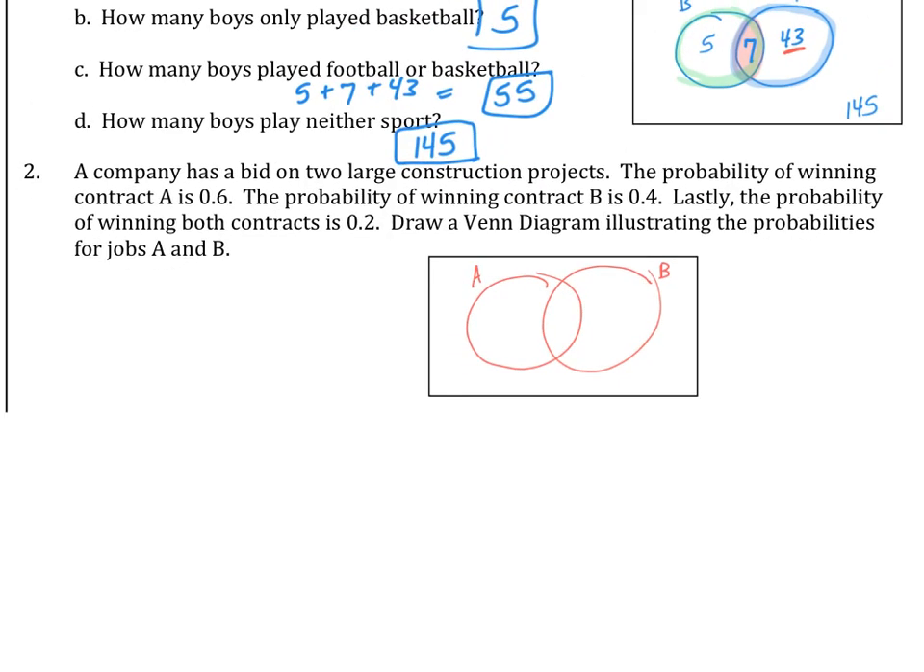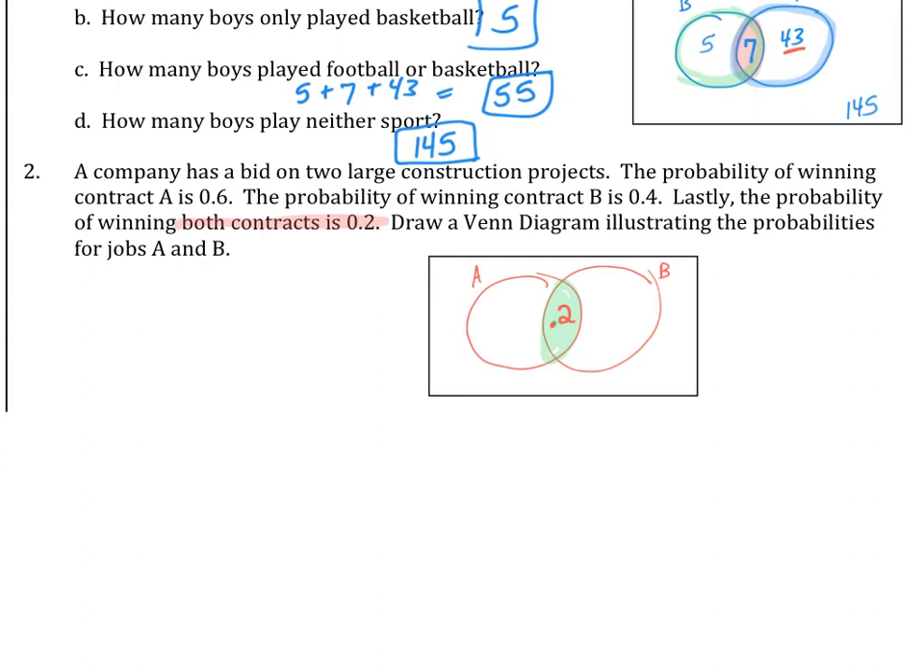And again, we work from the inside out. So the overlapping part is 0.2. So this part in the middle, where they overlap, they're saying is 0.2. What this means is there's a 0.2 probability or 20% chance that we win contract A and we win contract B. So we get both of them.